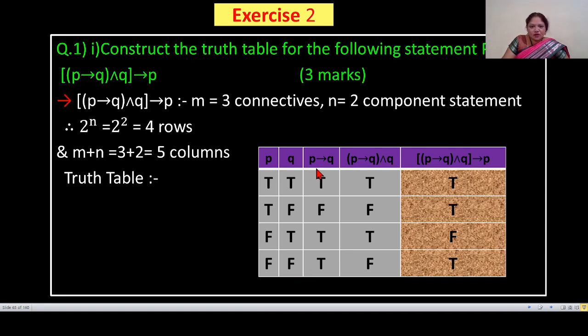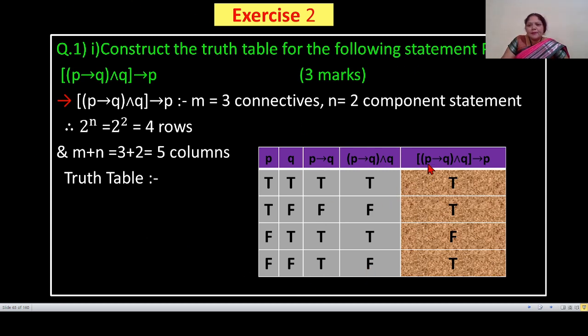Implication of P implies Q. We know that implication is true in all cases except when first statement is true and second statement is false, then their implication is false. Therefore, T T T, T F F, F T T, F F T. Next column, P implies Q and Q. Third column and second column. Conjunction of third and second column. T T T, F F F, T T T, T F F.